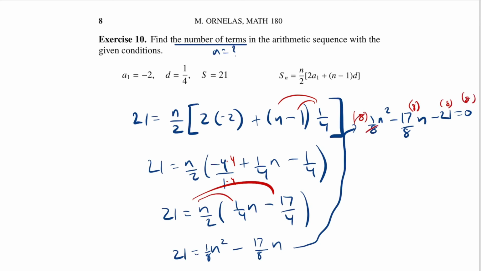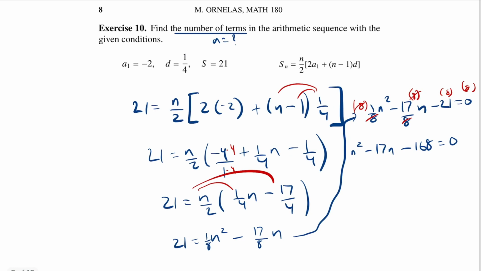So x is equal to -b plus or minus the square root of b squared, which is -17 squared, which is 289, minus 4ac, all over 2a. So 289 turns out to be plus 4 times 168. Double negatives is telling us to add instead of subtract. If you do that, you get 961. And if you take the square root of 961, you get 31.